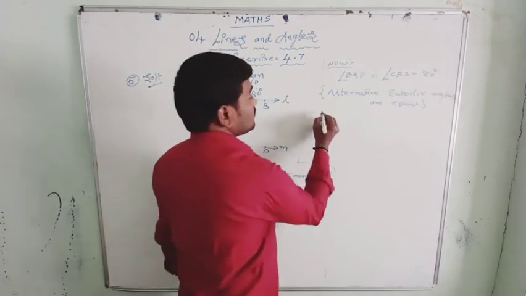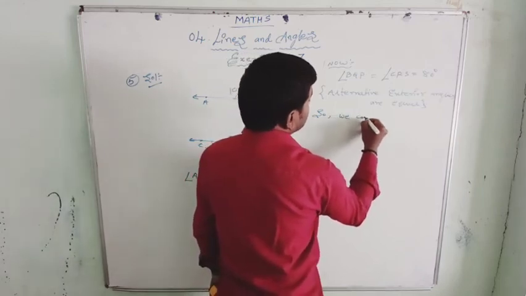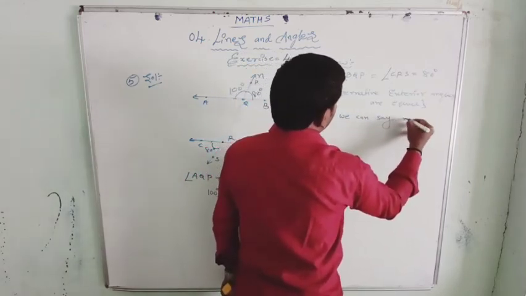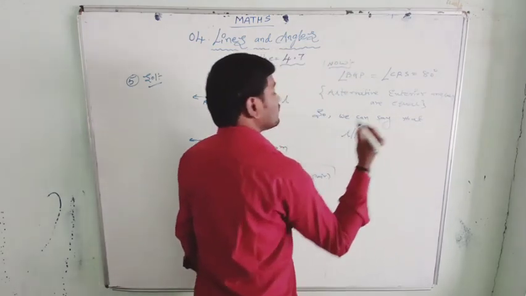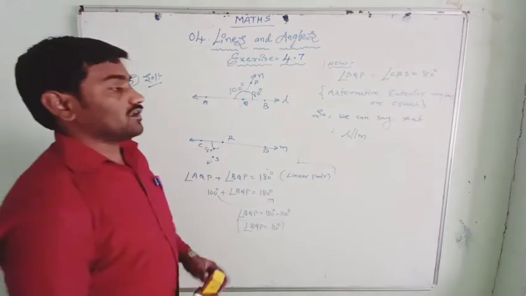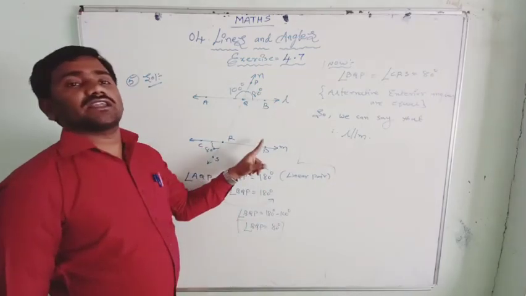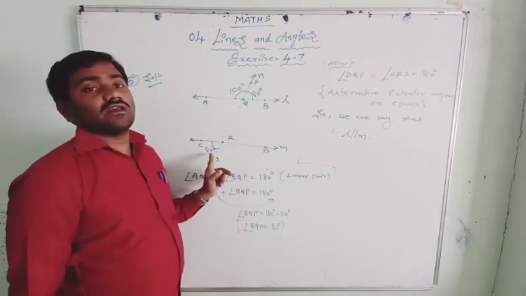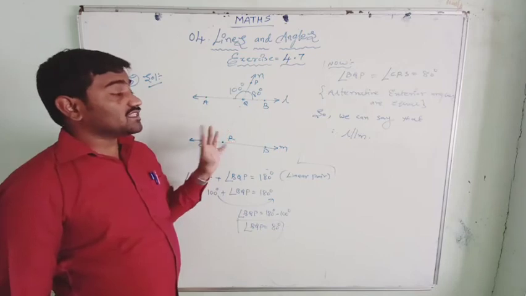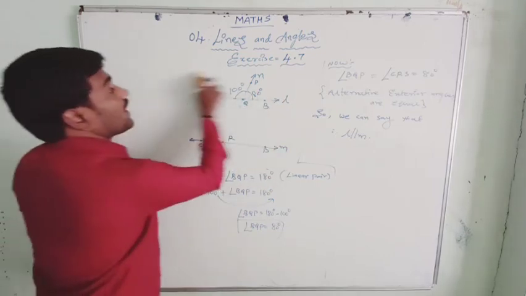So we can say that L is parallel to M. Why? Because alternate exterior angles are equal here. If you write 80 degrees, corresponding angles also will be equal. So in this condition I can say the lines L and M are parallel lines.